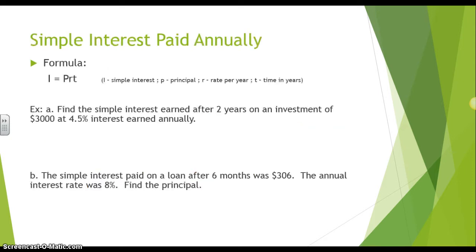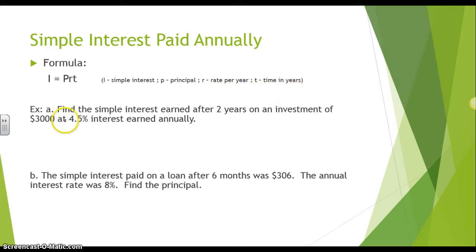The next type of formula you're going to see in this section is simple interest. And the formula for that is I equals P times R times T. Some of you might have seen this formula before. I represents your simple interest. P is your principal, which is your starting rate that you're going to start with. R is your rate per year, and T is your time in years.